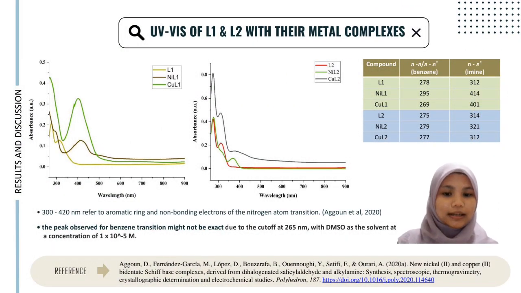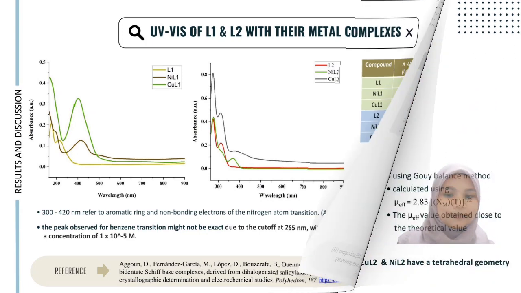For UV spectra, I've been comparing my data with Argon 2020. The position for electronic transition between 300 to 420 is assigned to pi to pi star and also n to pi star transition, which refer to the aromatic ring and also non-bonding electrons of the nitrogen atom. However, the peak observed might not be exact of benzene and also imine transition due to the cutoff at 265 nanometer with DMSO as the solvent at the concentration of 1 multiplied by 10 to the power of -5 molar.